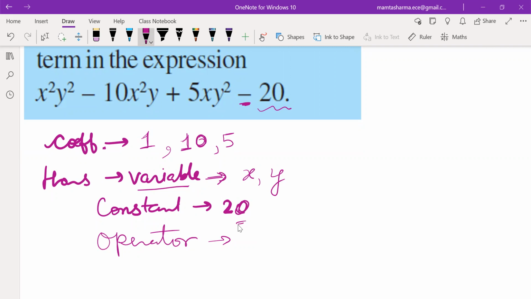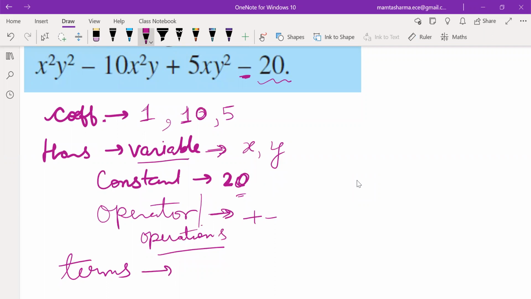Operators or operations are... X square, Y and X, no, they are variables. Operations: addition, plus and minus. Plus and minus, ma'am. Yeah, plus and minus. Okay. The terms.